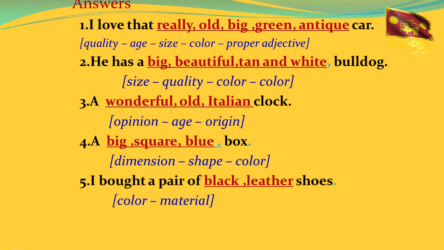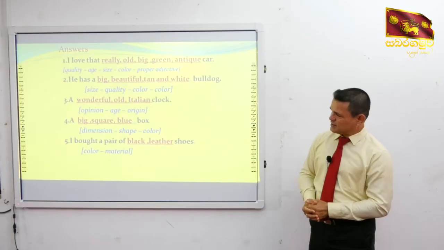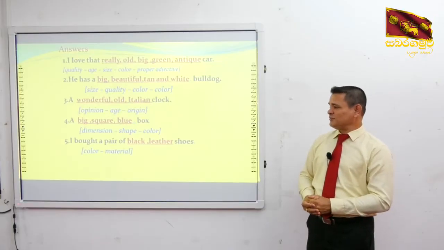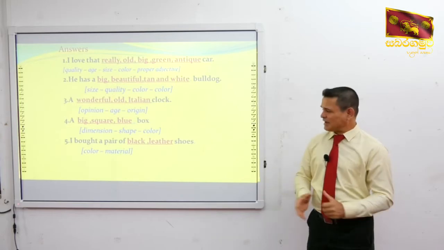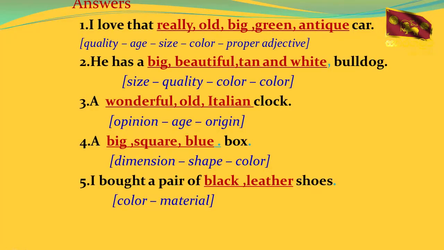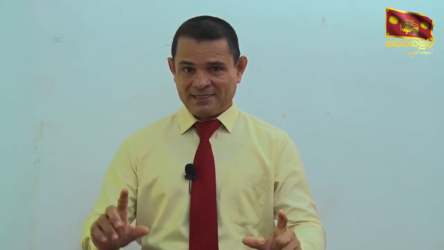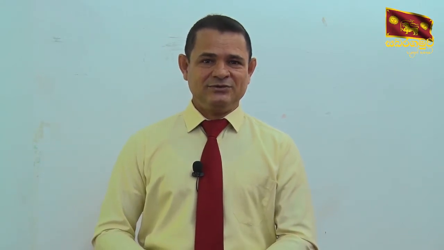And the fourth one, a big square blue box. First you talk of the dimension, the size, and then the shape and next color. And the last one, I bought a pair of black leather shoes. First you talk of the color, then the material it is made of. So all these things will help you a lot to use these adjectives properly.